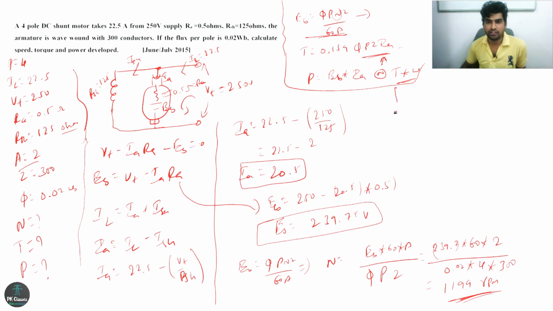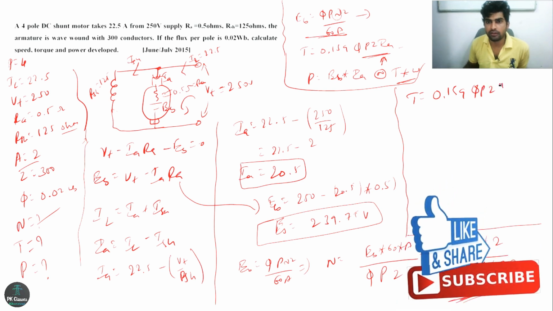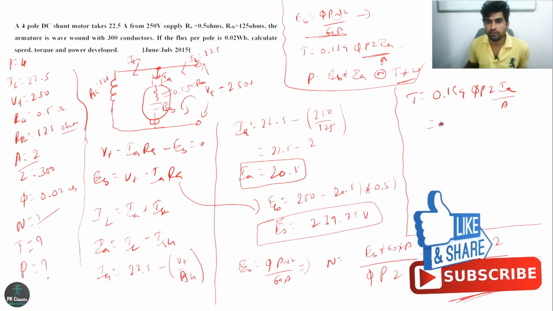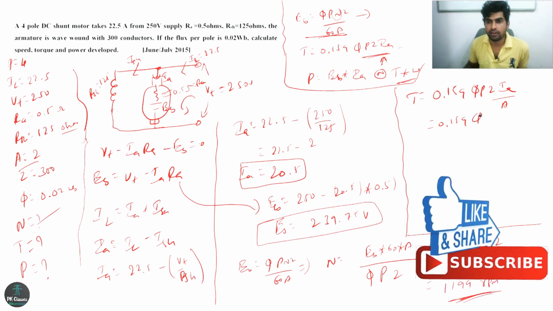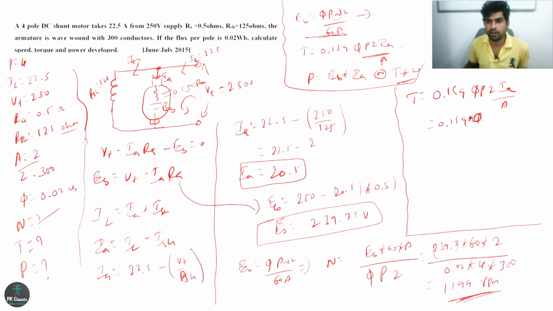Next, after speed, we need to calculate torque. Torque is equal to 0.159 phi PZ IA by A. So 0.159 into phi is 0.02 into number of poles 4 into Z is 300 into IA is 20.5 divided by A, which is 2. So torque is equal to 39.1 Newton meter.